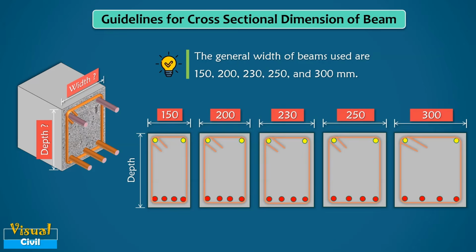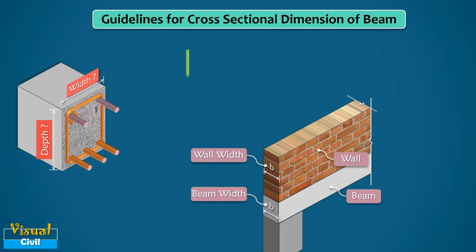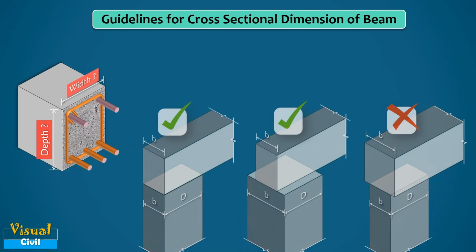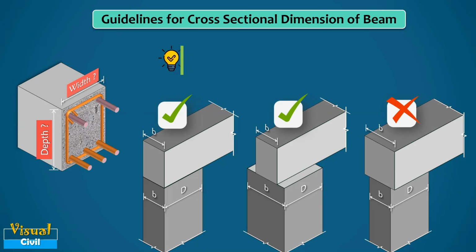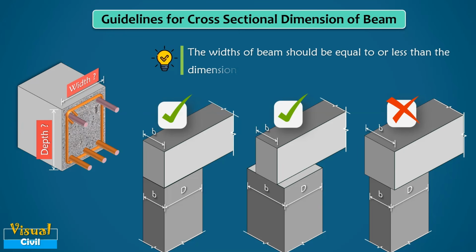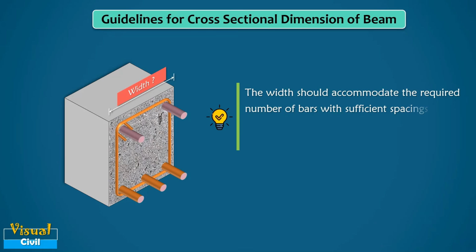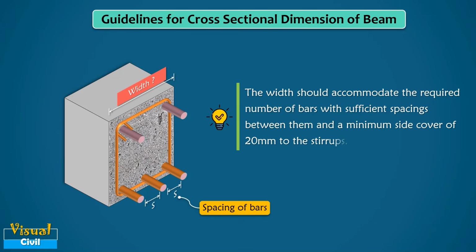Many times, the beam width depends on the thickness of a wall that needs to be constructed over it. The width of the beam should be equal to or less than the dimensions of the columns supporting the beam. The width of the section should accommodate the required number of bars with sufficient spacing between them and a minimum side cover of 20 mm to the stirrups.